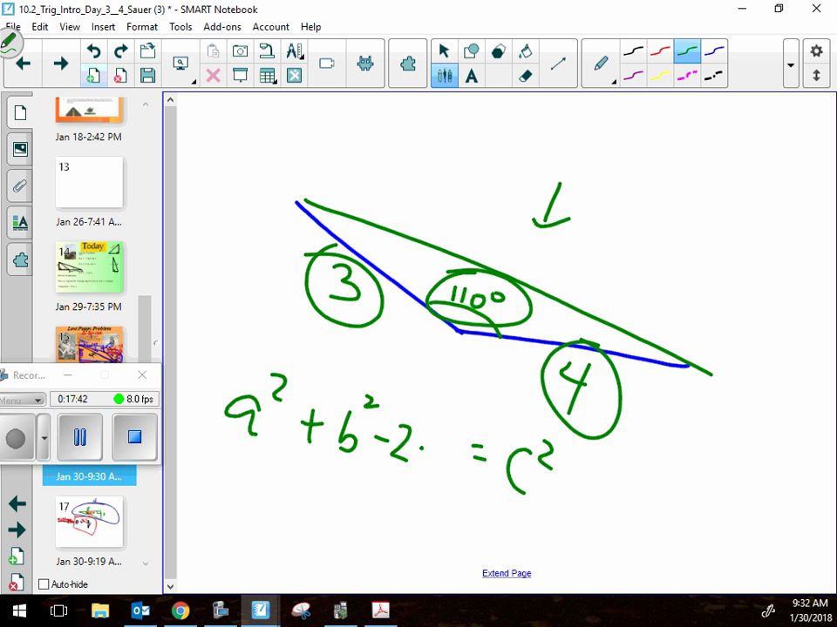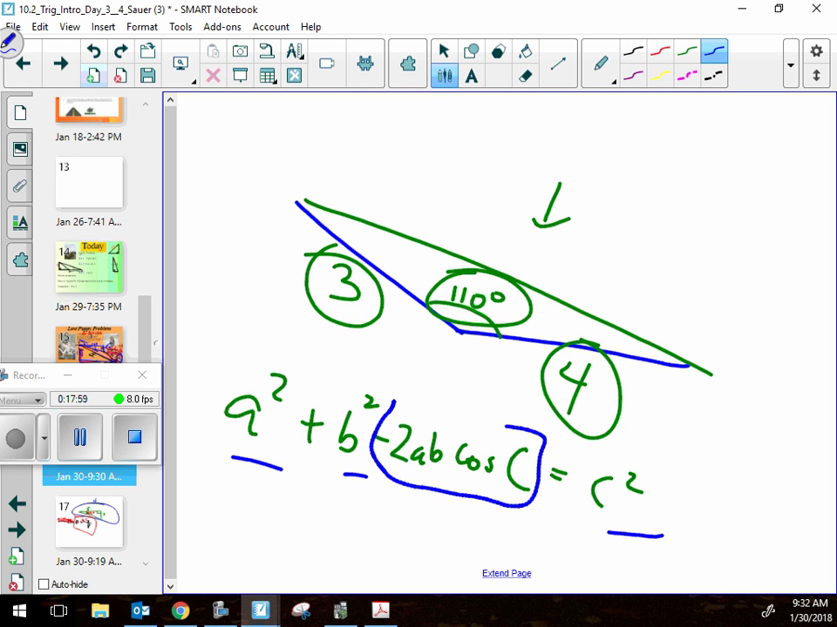Minus 2ab, got to move this over to make room, cosine of c is equal to c squared. Again, you already knew this part. A squared plus b squared equals c squared. It's just this extra little factor here, minus 2ab cosine c. That's the law of cosines.